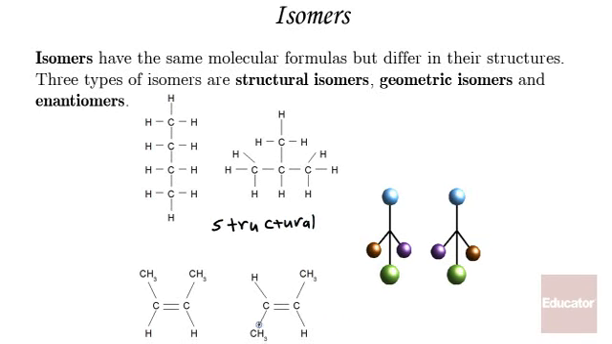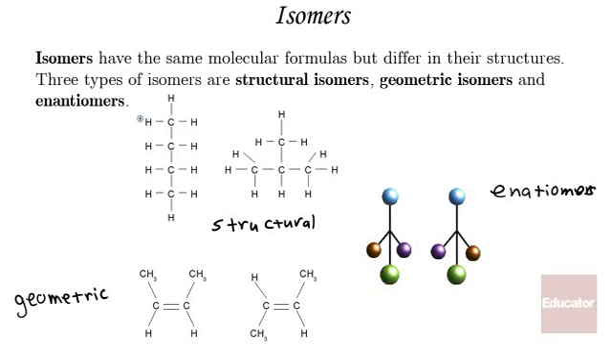The second type right down here shows geometric isomers. And the third type is enantiomers, or these are sometimes called optical isomers. Let's start with the structural isomers.